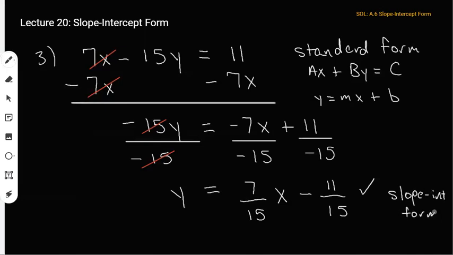y equals mx plus b. So the slope is going to be this fraction right here, 7/15. And then my y-intercept is going to be a negative 11/15.